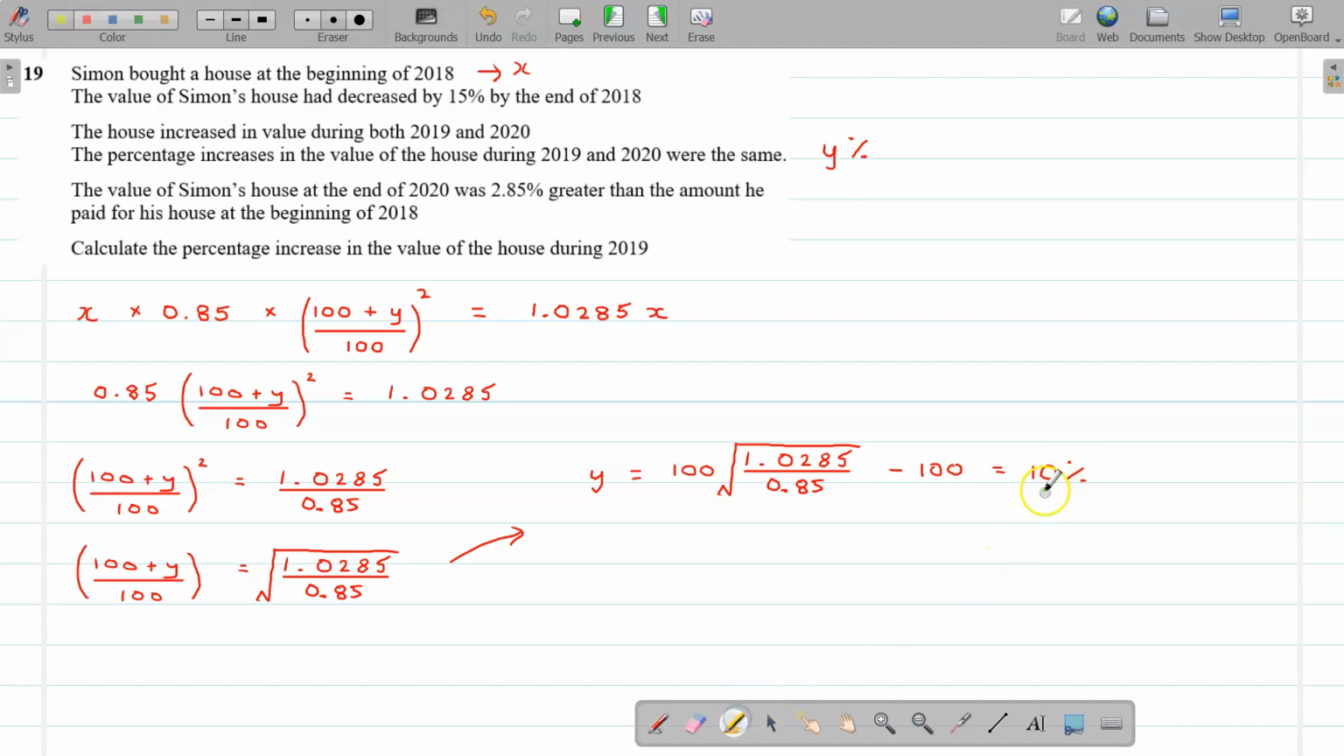Now, what that means, just to summarize, is that the house fell by 15% in the first year. The next year it went up by 10% of that, then 10% again, and the resulting increase or change was that it was 2.85% above what it started with. Now, you'd never have guessed that from the information. You have to go through that process. Okay, and the last question.